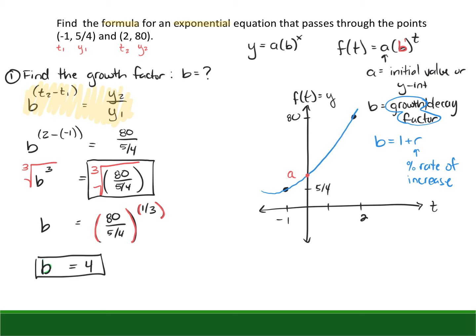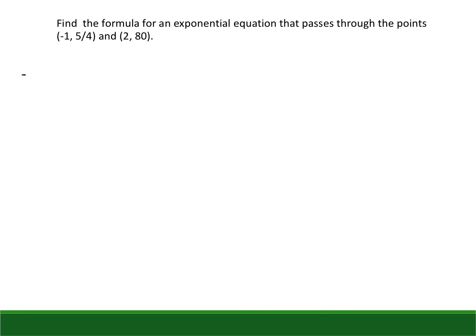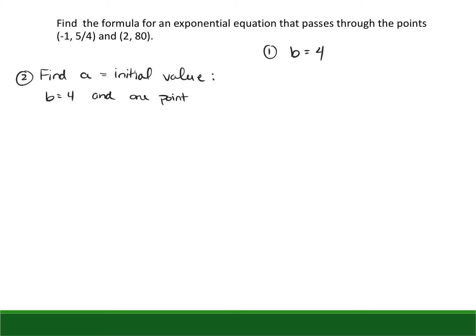So once we have the growth factor, our next step is to find a, which is the initial value. All right, so step 2, we're going to find a, which is the initial value. Okay, so how do we find a? Recall that in step 1, we found out that b was equal to 4. So to find the initial value, you're going to need b, which is what you found in step 1, and 1 point. So we have 2 points that lie on this curve, and you just need to choose 1 point.